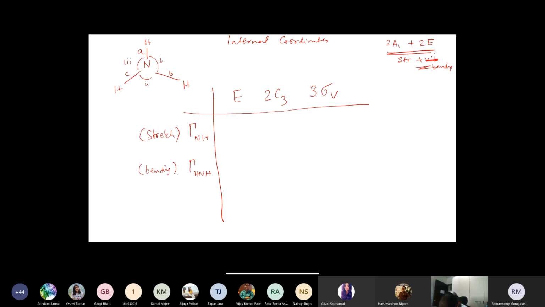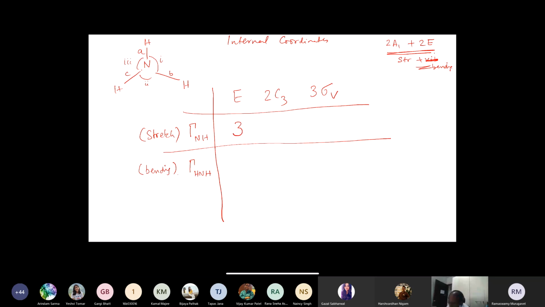Okay, now I take E and operate upon this molecule and then see how many bonds are changed. How many bonds are changed? None are changed. a, b, c, they stay put. Okay, so you have a value of 3 here.